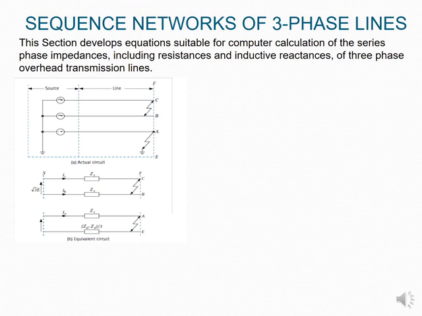Then we move on to three-phase lines. So in this section, you can see that I've got ABC phases on my three-phase line. We can assume that this is a transmission network that we have in the system, where we know that our impedances are inclusive of your resistances and inductive reactances.